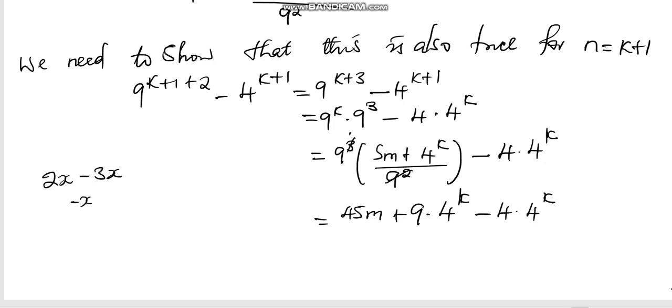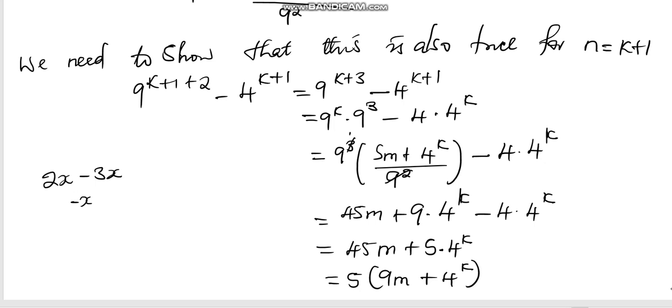Now here, we do the same thing. 4 to the power k is a variable for this number that we have here. So this will simply be 45m plus 9 minus 4, which gives us 5. Then the variable that we have here is 4 to the power k. Okay, so now we can just factor out the 5 because it is a number that we have there in the question. So if we factor out a 5, we're simply going to have 5 open brackets 9m plus 4 to the power k.